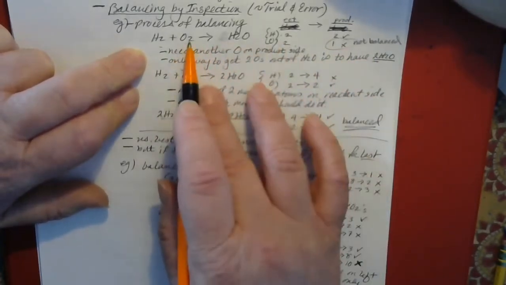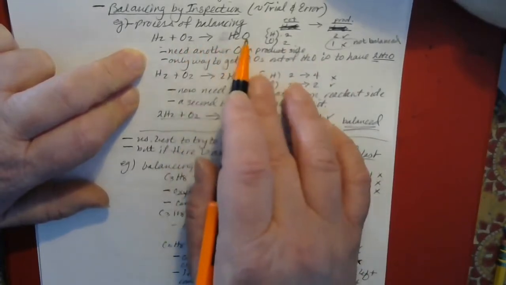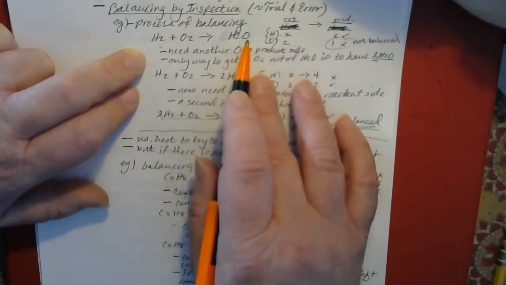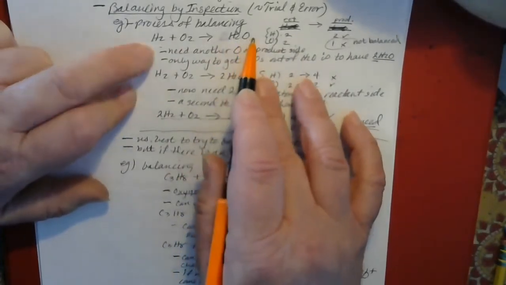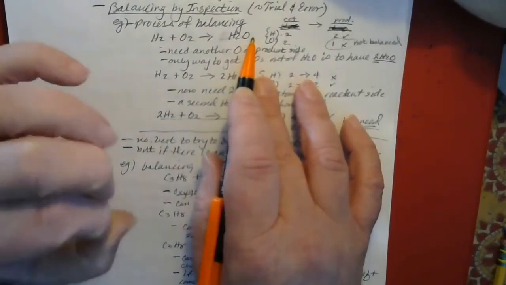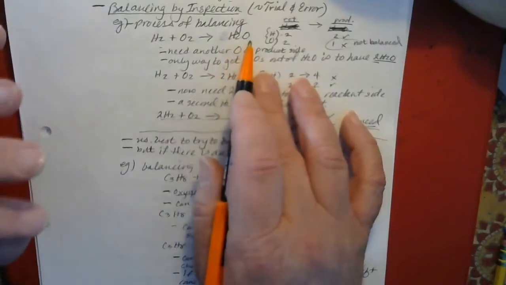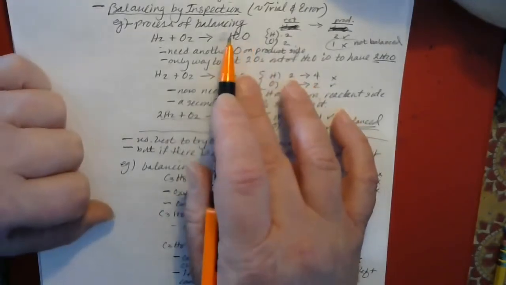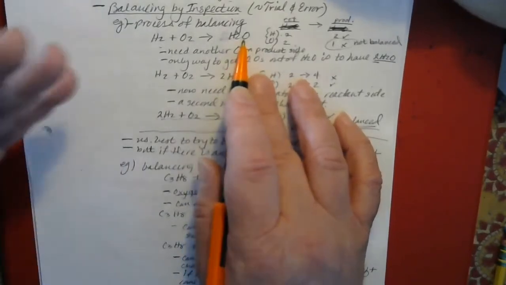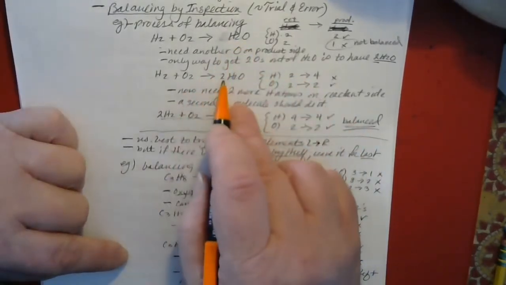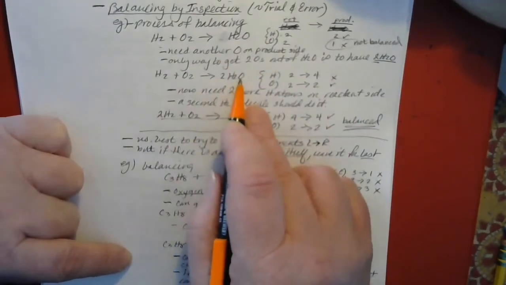Since we've got 2 oxygens on the reactant side and only 1 on the product side, that means we need an additional oxygen on the product side. You cannot get that extra oxygen by making this H2O2, because remember, changing the subscript changes the identity of the compound. H2O2 is hydrogen peroxide, not water. Very different compound. The only way you can get 2 oxygen atoms out of water is to have 2 water molecules. So that's why we put a 2 in front of the H2O, and we end up with 2 oxygens.